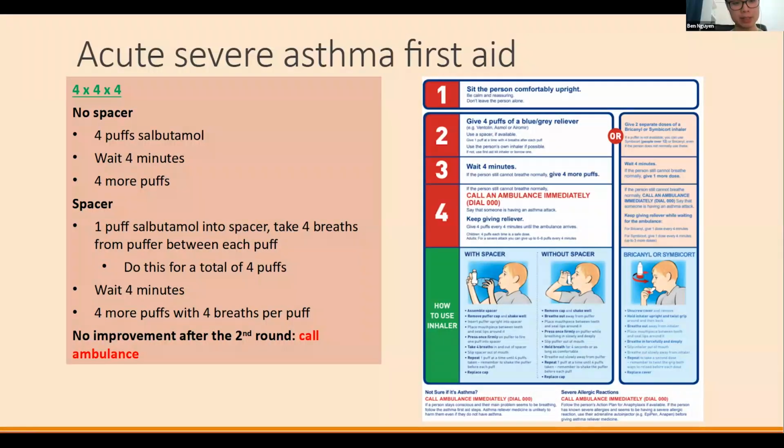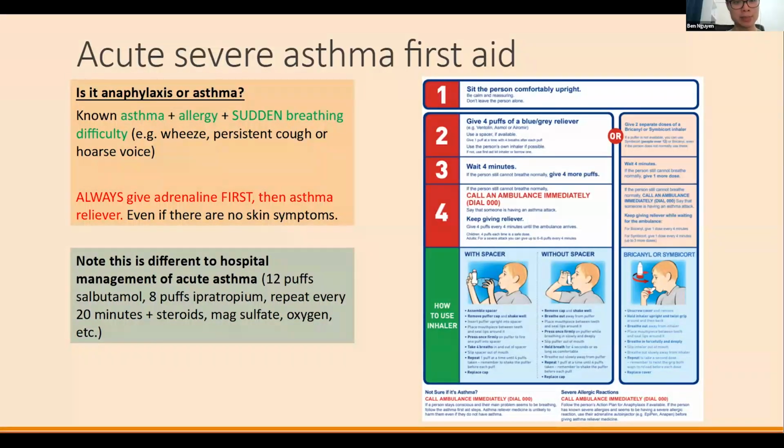If you do have a spacer, it's a little different. You give 1 puff into the spacer, and then you tell them to take 4 breaths from the spacer, and then repeat that 4 times, for a total of 4 puffs. Wait 4 minutes, and then do another round of those 4 puffs. If that doesn't improve, then you call the ambulance.